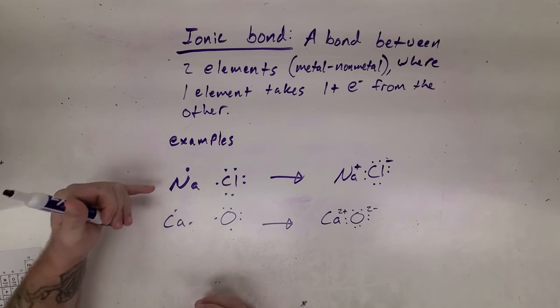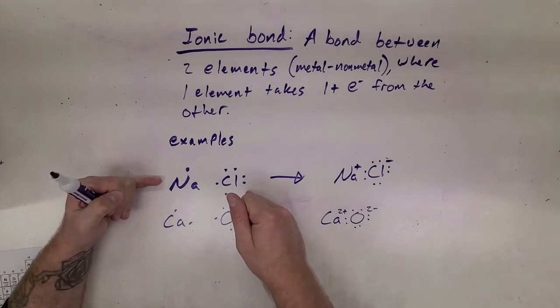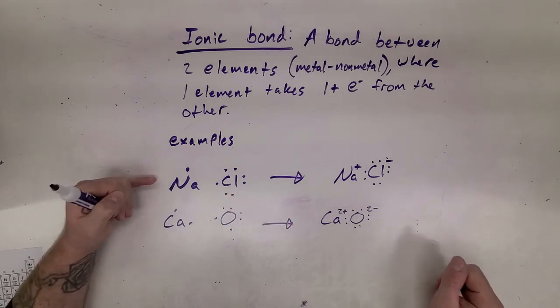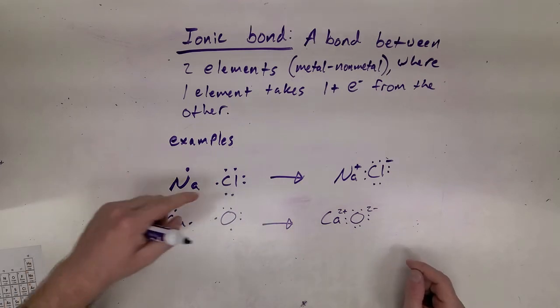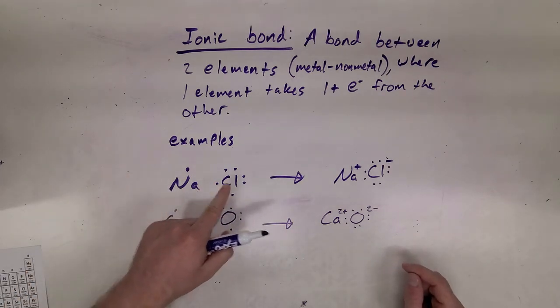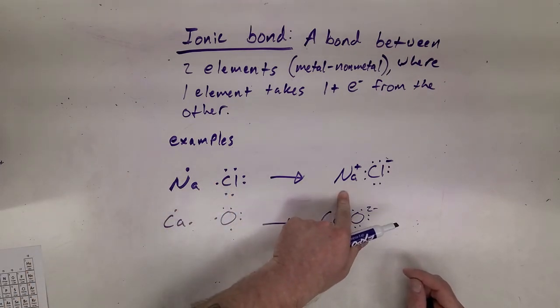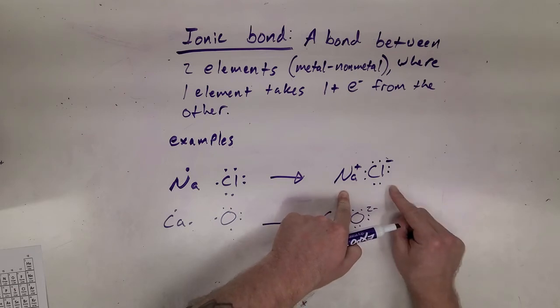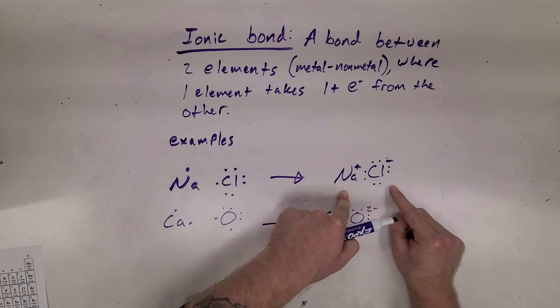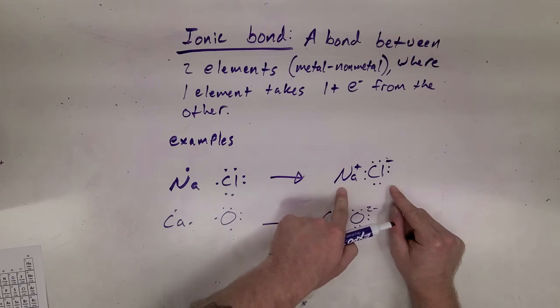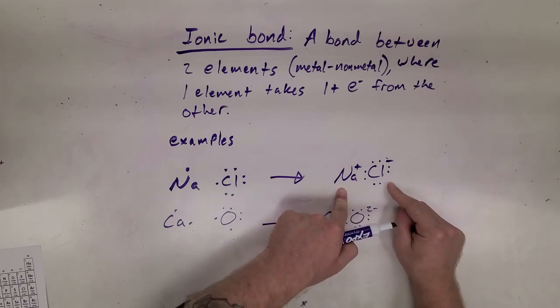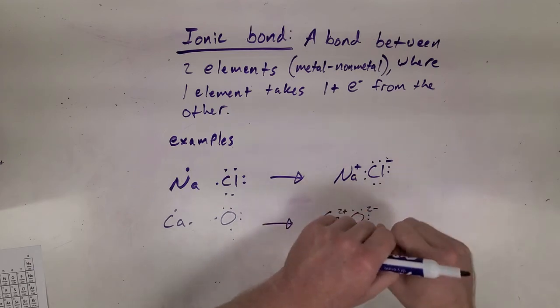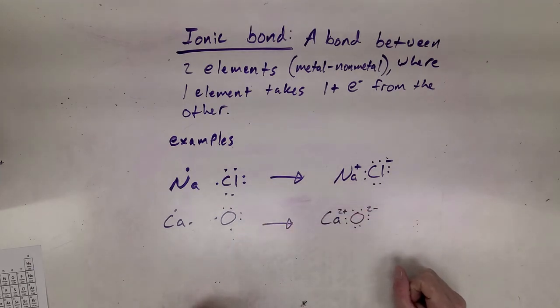So if we look at a metal such as sodium forming a bond with a non-metal such as chlorine, sodium is going to want to give up that one electron that it has to chlorine. And when it does, it becomes more positive. Sodium does. Chlorine becomes more negative. And they behave somewhat similar to how magnets behave, in that the positive end of sodium will be attracted to the negative chlorine and form a bond through that attraction.